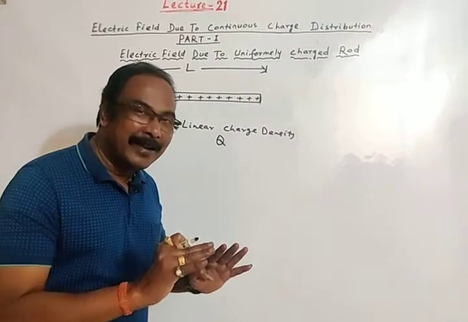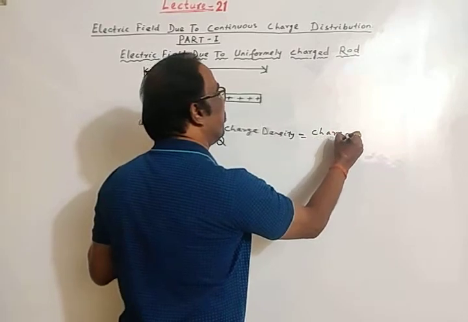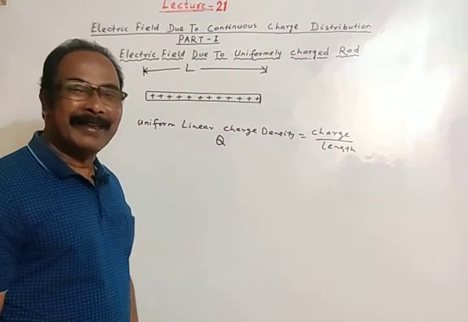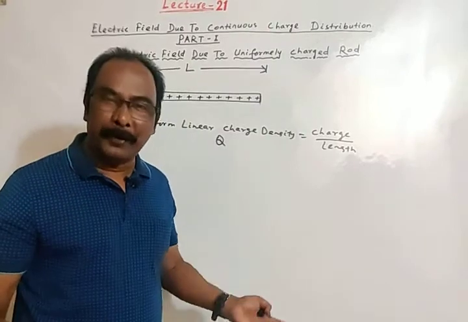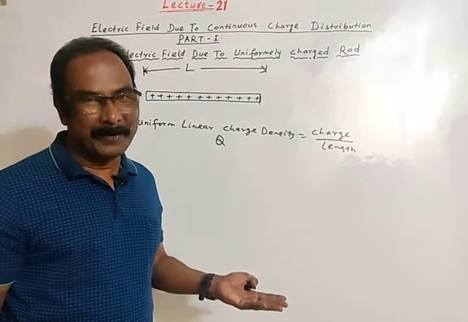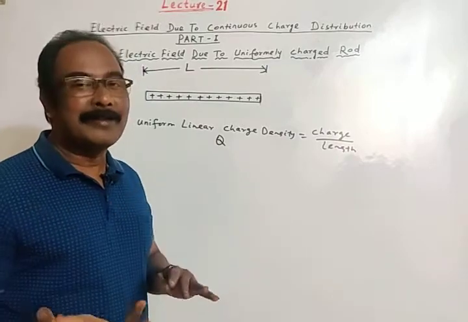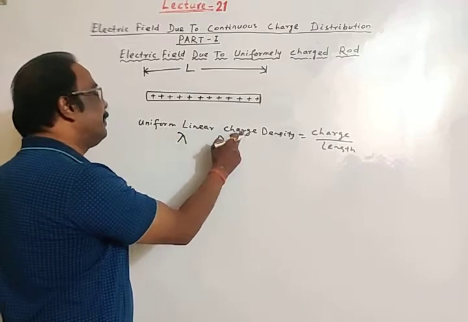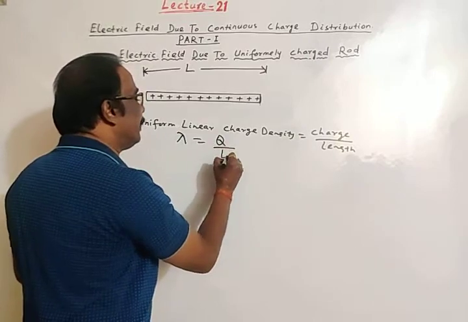Linear charge density means charge per unit length. Surface charge density is charge per unit area. Volume charge density is charge per unit volume. We have already discussed surface charge density and volume charge density. Here, let the uniform linear charge density be lambda. Linear charge density is charge per unit length.